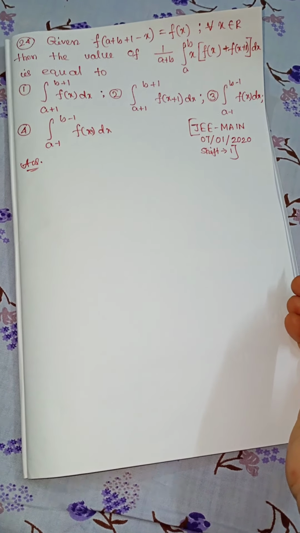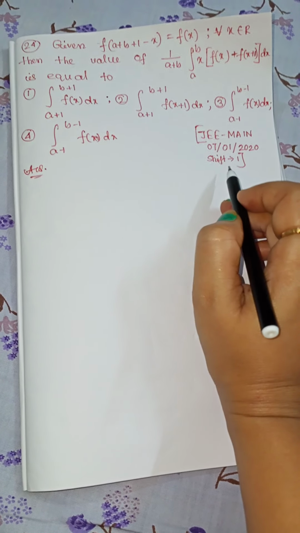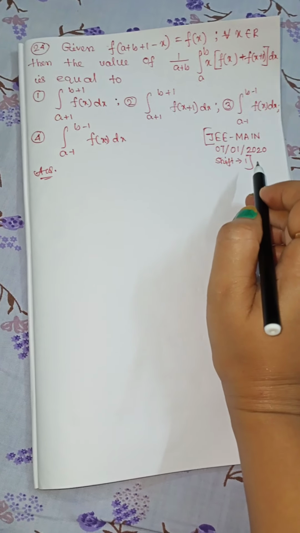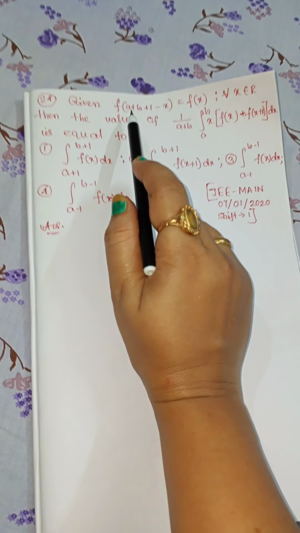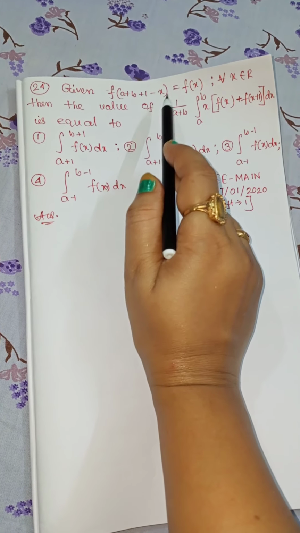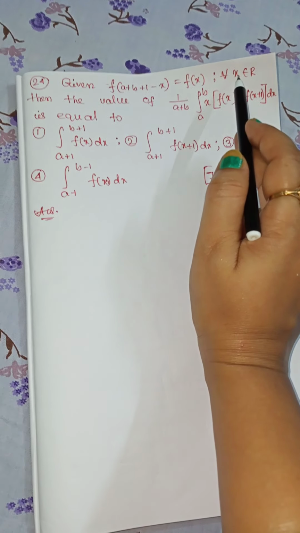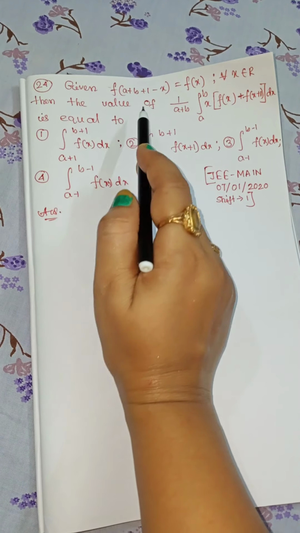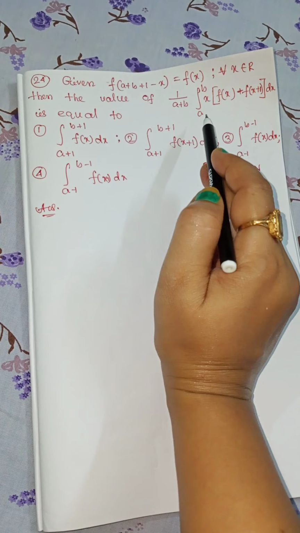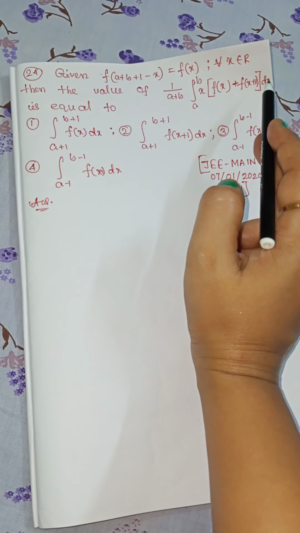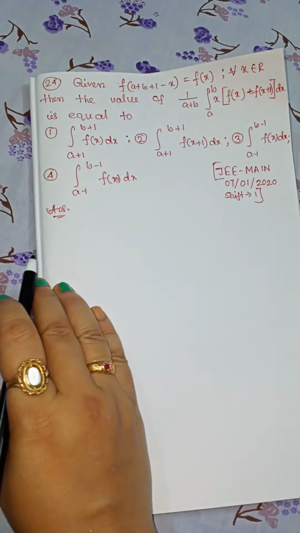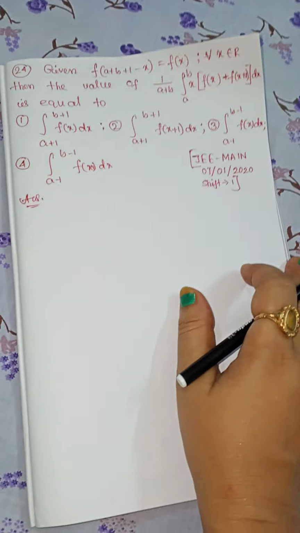Today we solve JEE Main 7th of January Shift 1 2020 question number 24. Given f(a + b + 1 - x) = f(x) for all x belongs to R, then the value of 1/(a+b) ∫ from a to b of x(f(x) + f(x+1)) dx is equal to one of four options given. This is a problem in the house of definite integral.